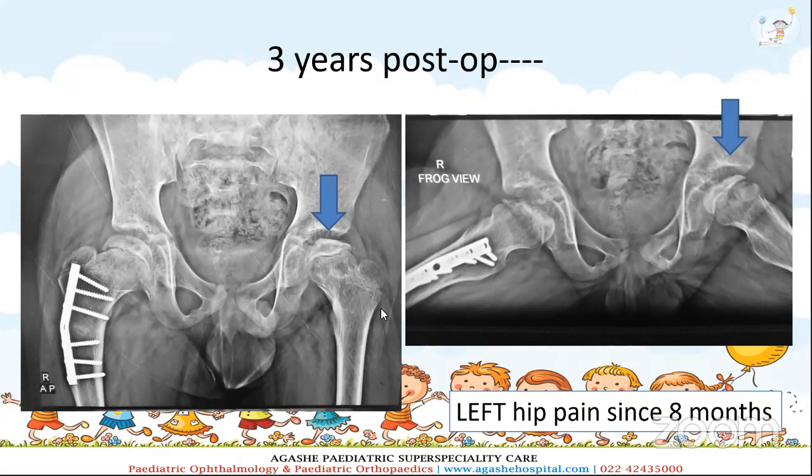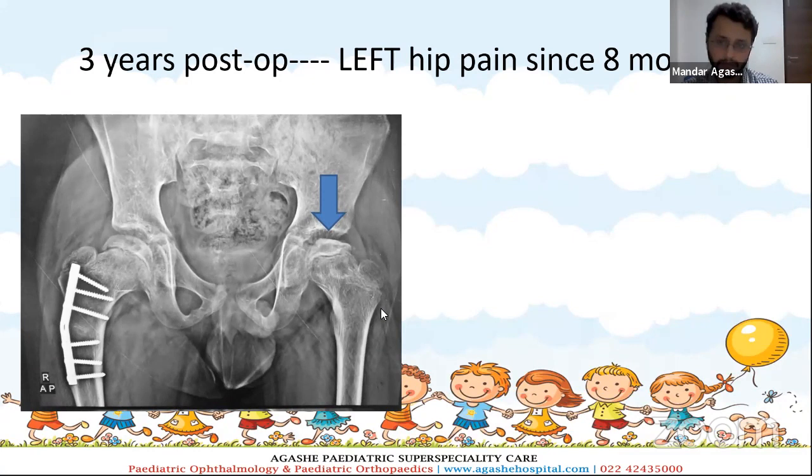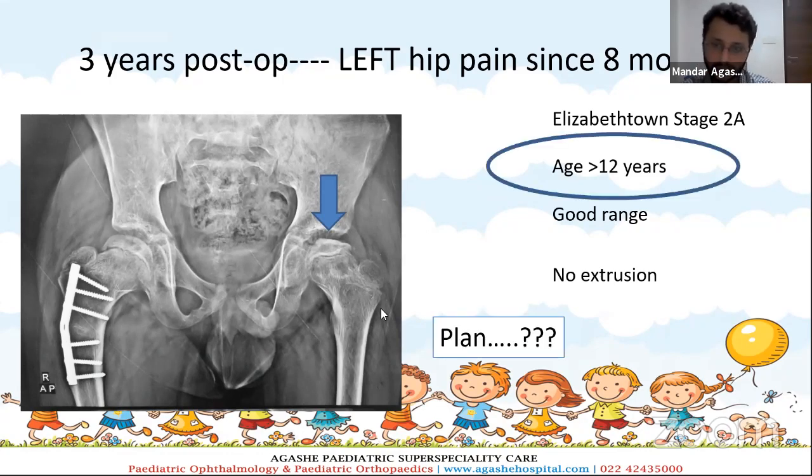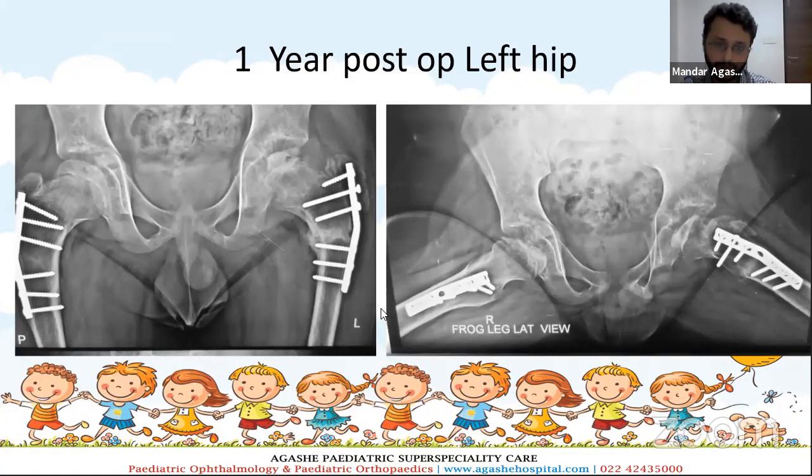Okay. All right. So Mandar. So I probably gave him, he's about stage 2B, 2A, 2B. Age was 12 years. So I was scared that he's going to behave like an adolescent AVN. Had no extrusion. I gave him a chance and did a VDRO. So this is 1 year post-op from the left side.